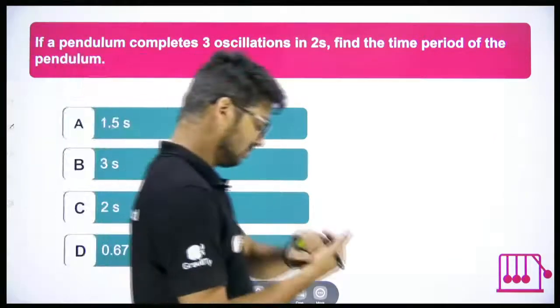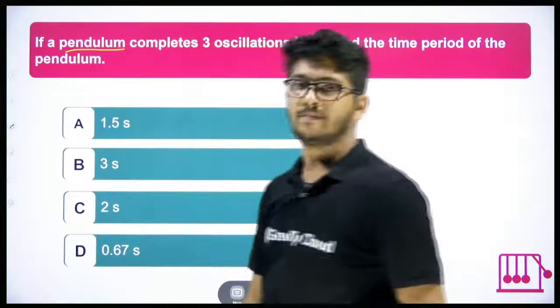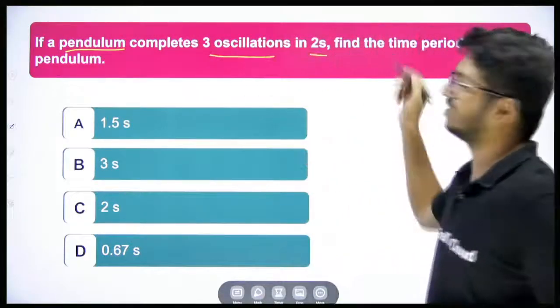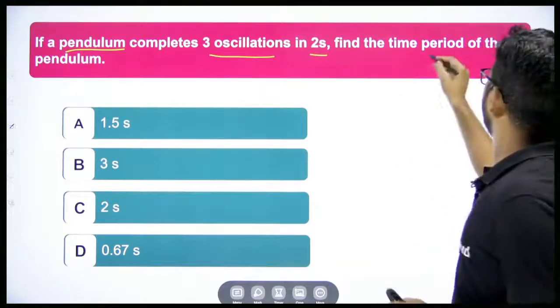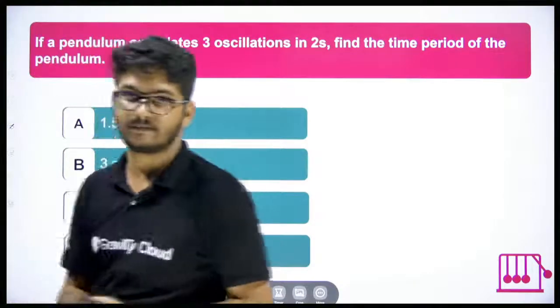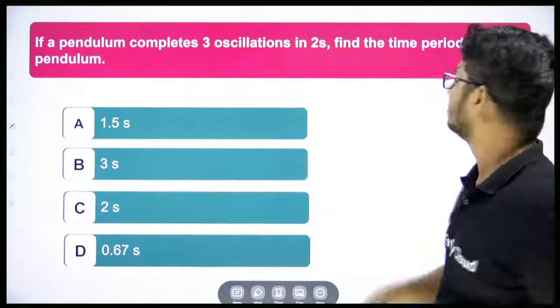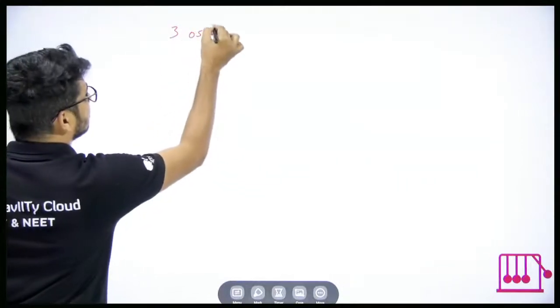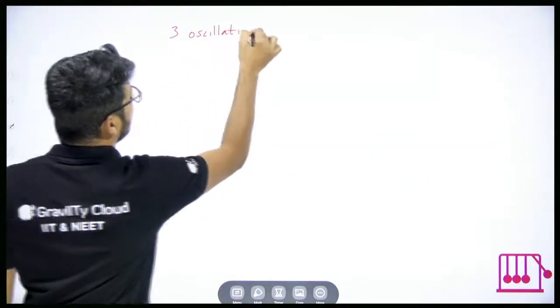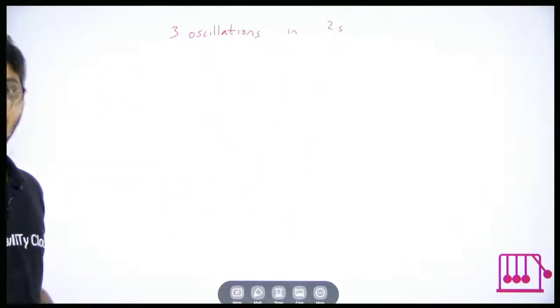One simple question here. What is the question here? If a pendulum completes 3 oscillations in 2 seconds, find the time period of the pendulum. That is the question. Okay, let's try doing it. You have this and you have to find the time period of the pendulum. It's very simple. What is given here? 3 oscillations in 2 seconds.